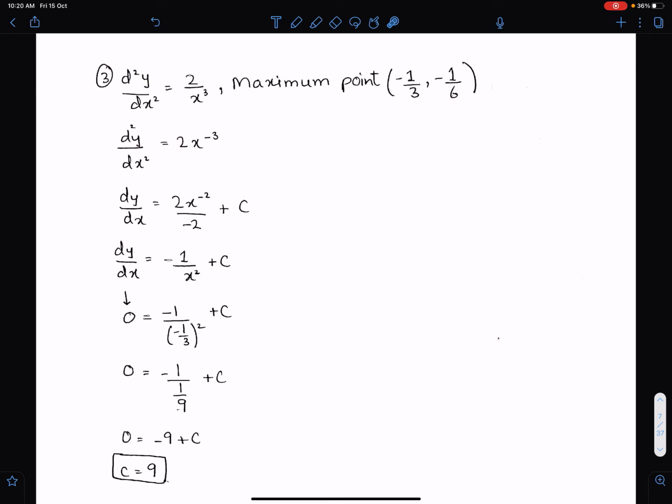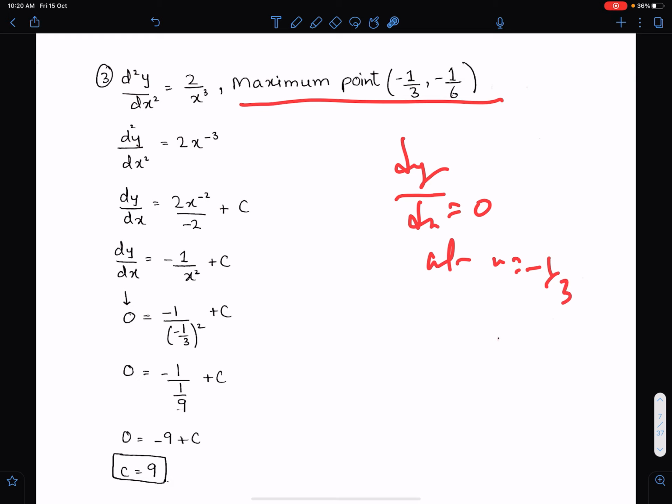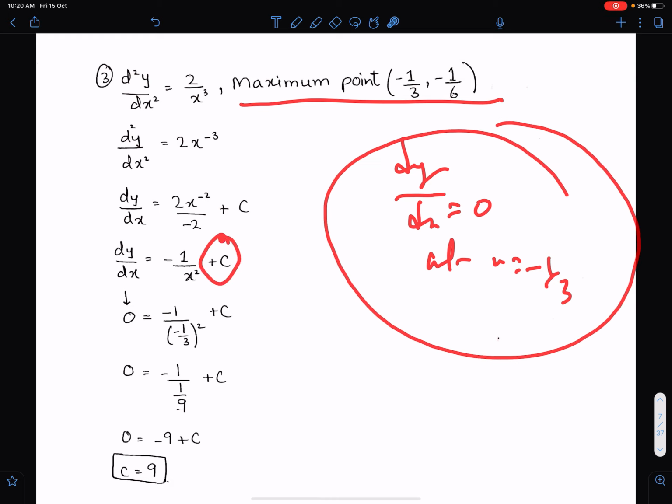Since we have to find the equation of the curve, we have to integrate this twice. So this is the simplified form of this equation. When you integrate this the first time, you will get dy upon dx, and this will become 2x power minus 2 over minus 2 plus c. Now, with the help of this information, we can get the value of c.